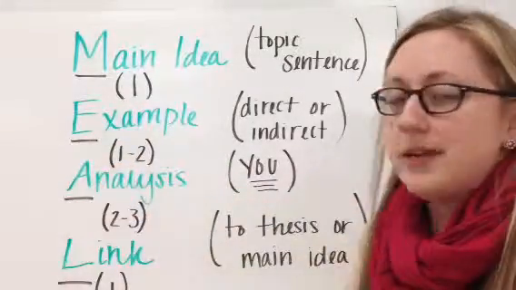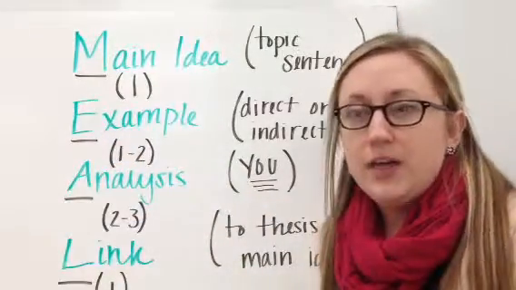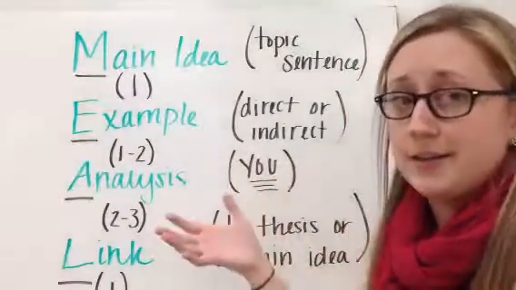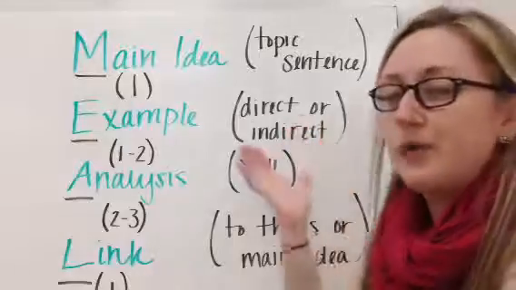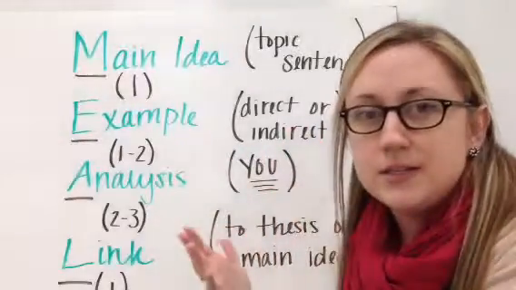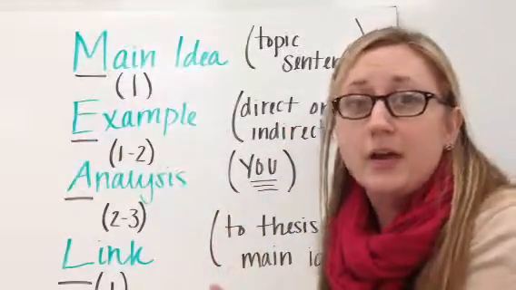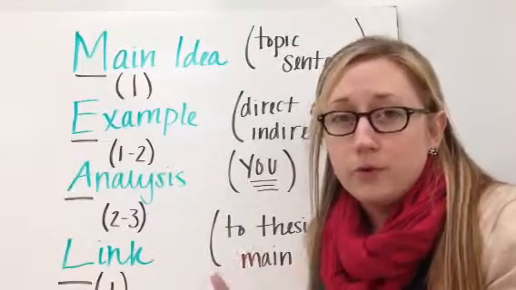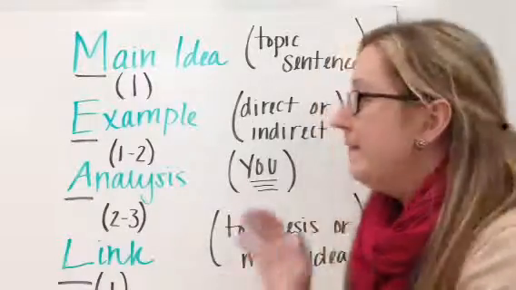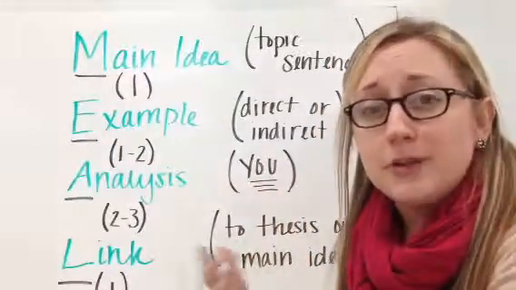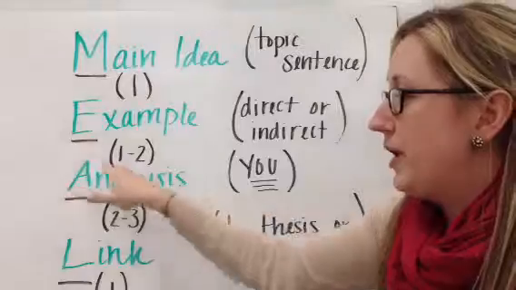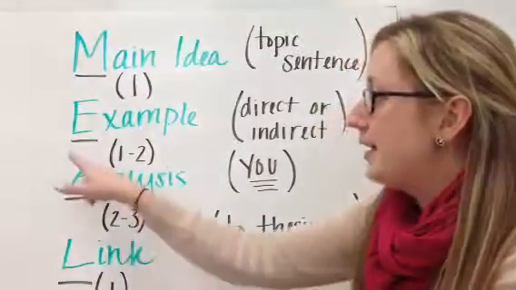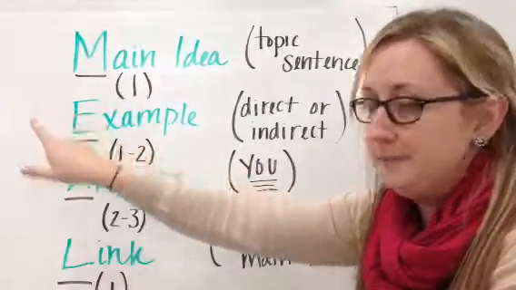The next piece is the example, okay? So if you're writing something and you introduce an idea, you need to back that up a little bit, right? So you're going to need an example. This can be a direct example, something like a quote or a statistic, or it could just be an anecdote. If you're writing something that's not research or in a formal format, then it may be an indirect quote, something you've experienced, okay? So your example here could be between 1 and 2 sentences, possibly a third sentence, but the example is going to support the main idea.